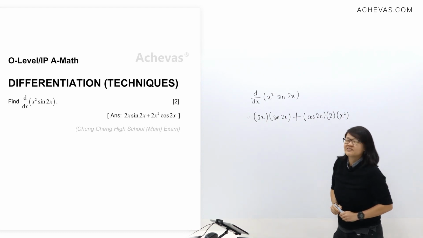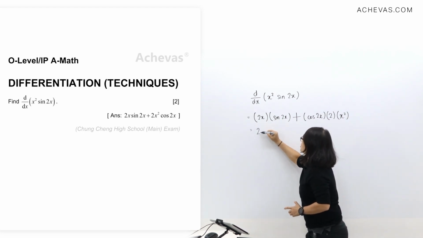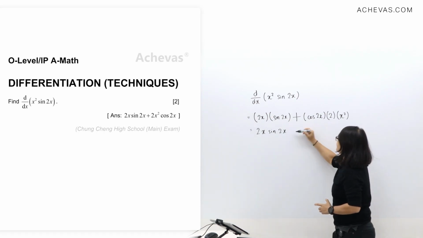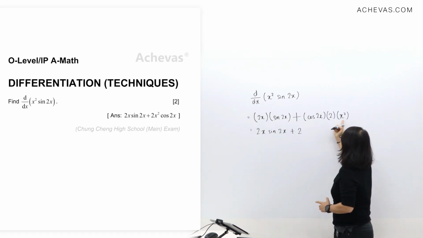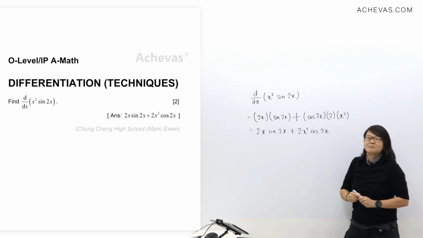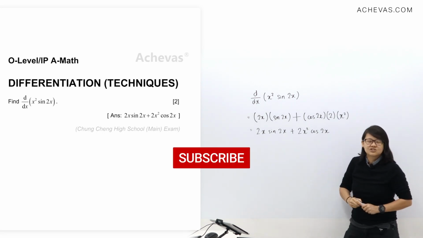So next, I'm going to do a simplification. I'm going to write 2x sine 2x. And we're going to write this number first. So plus 2, and I'm going to write x squared first, followed by cos 2x. So this is how we do a product rule without any memorization of formula.